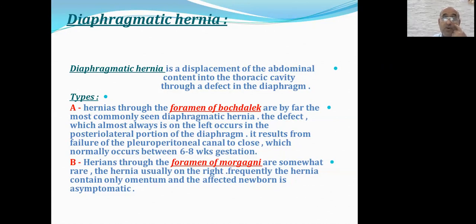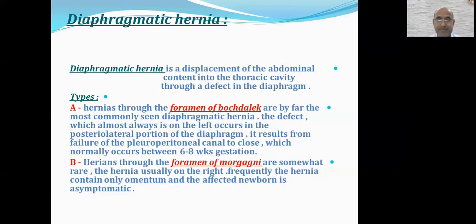We have another important issue regarding respiratory problems: diaphragmatic hernia. Simply, diaphragmatic hernia means displacement of the abdominal contents into the thoracic cavity through a defect in the diaphragm. As you know, the diaphragm is the important respiratory muscle that separates the chest from the abdomen. Here in diaphragmatic hernia, we have a defect in this diaphragm and herniation of the abdominal contents into the chest.